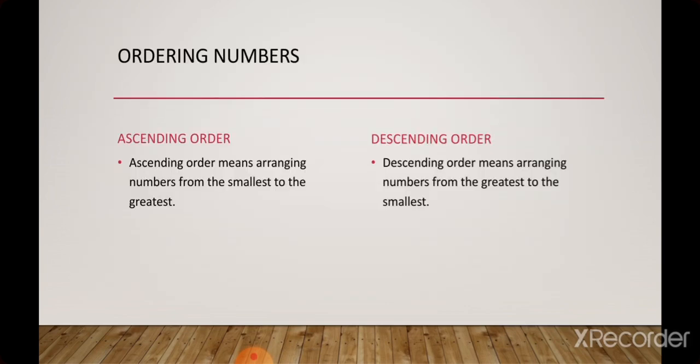Next, ordering numbers. Ordering numbers means arranging the numbers in a certain manner. Totally we have two orders, ascending order and descending order. Ascending order means arranging numbers from the smallest to the greatest. Descending order means arranging numbers from the greatest to the smallest. So ascending means smallest to greatest and descending means greatest to smallest.